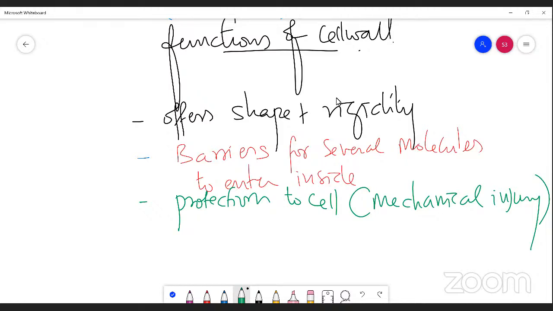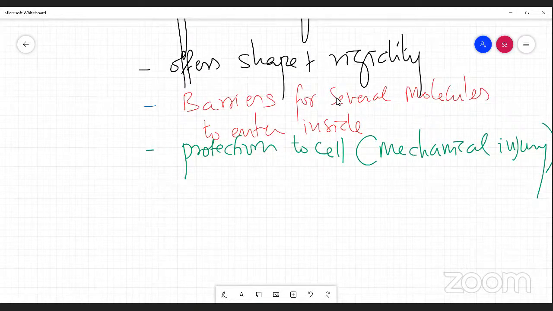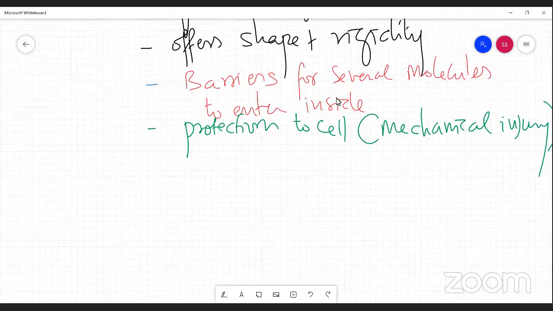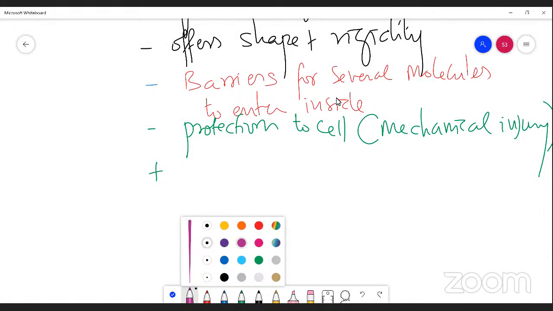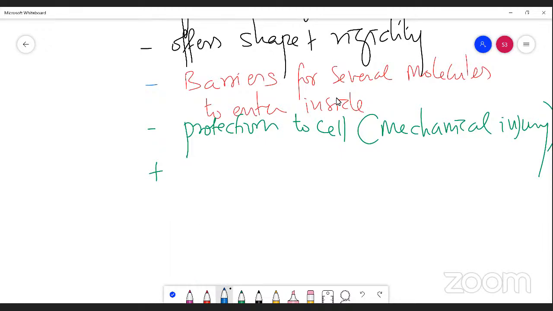Then the fourth one: it also controls the bursting of the cell. Hence it prevents the bursting of the cell. Dear student, when ions or food materials continuously enter the cell, what will happen? The pressure naturally increases, so it is possible for the cell wall to burst. Such bursting is prevented. It also prevents bursting of the cell wall.